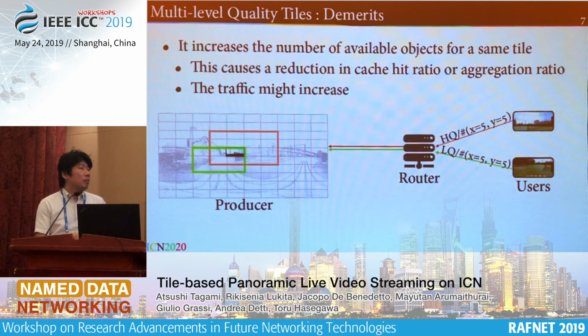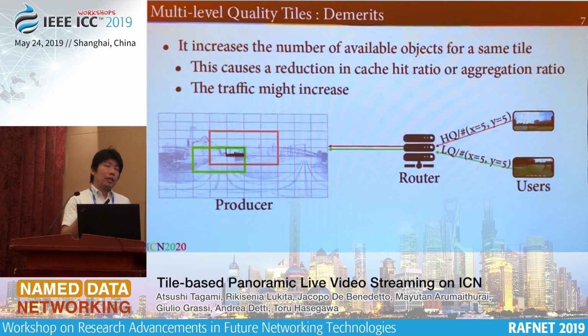Multi-level tiling increases the variation of tiles. For example, two users request the same tile, but one user requests the high quality tile and the other user requests the low quality tile. In this case, the router cannot aggregate these requests because the users request different tiles. And then we cannot decrease the core network traffic.